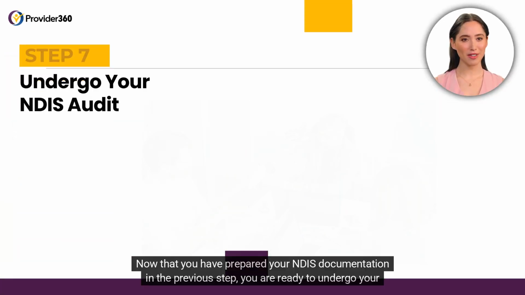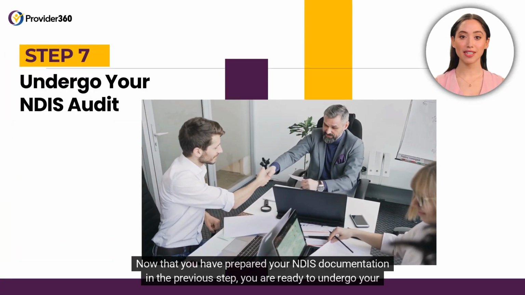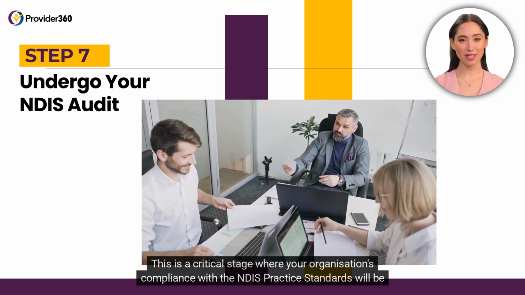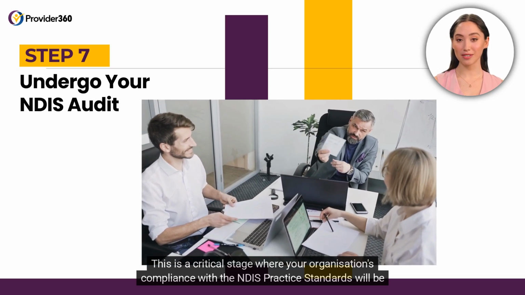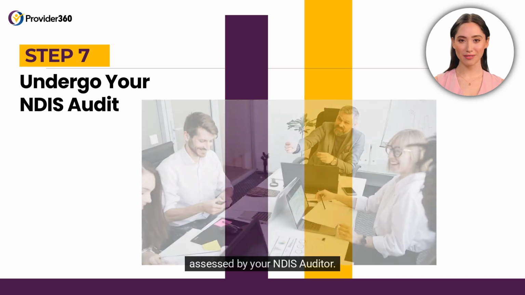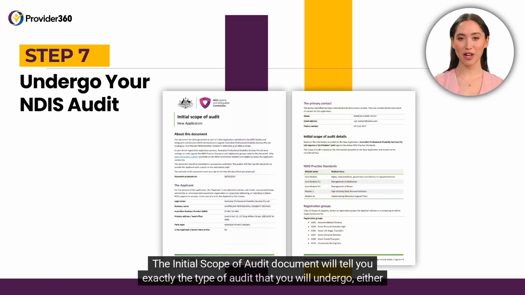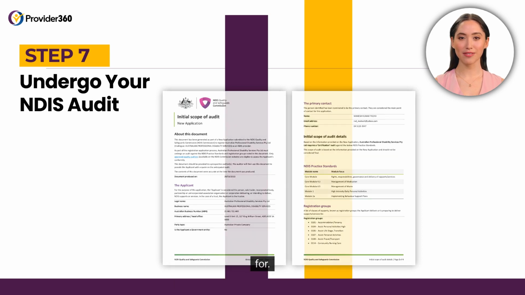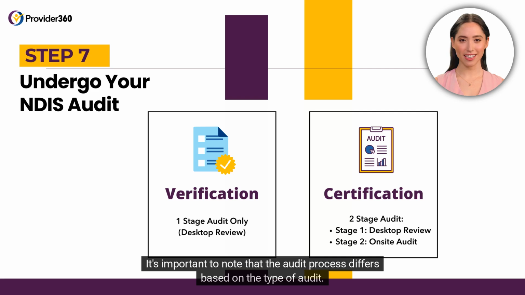Now that you have prepared your NDIS documentation in the previous step, you are ready to undergo your NDIS audit. This is a critical stage where your organization's compliance with the NDIS practice standards will be assessed by your NDIS auditor. The initial scope of audit document will tell you exactly the type of audit that you will undergo, either a verification audit or a certification audit, depending on the risk level of the NDIS supports you applied for. It's important to note that the audit process differs based on the type of audit.